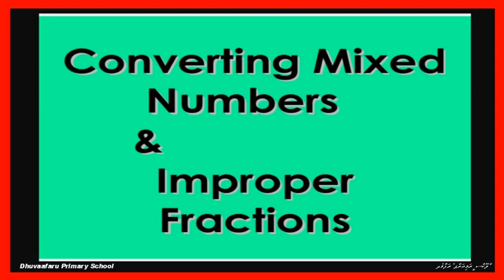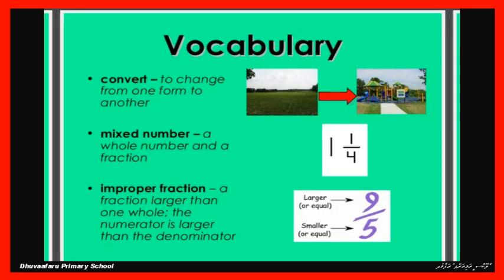Converting mixed numbers and improper fractions. Vocabulary. Convert means to change from one form to another. Mixed number means a whole number and a fraction. For example, 1 by 4th. Improper fraction. A fraction larger than one whole. The numerator will be larger than the denominator. For example, 9 by 5.